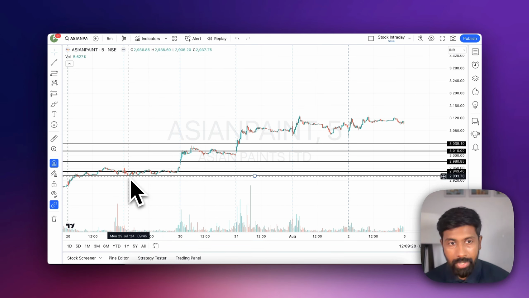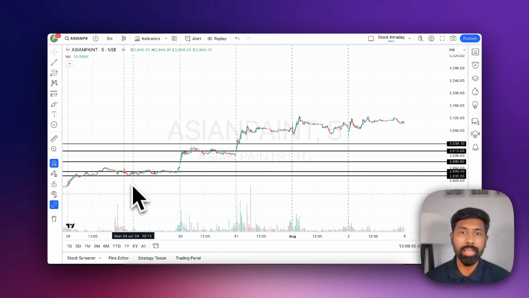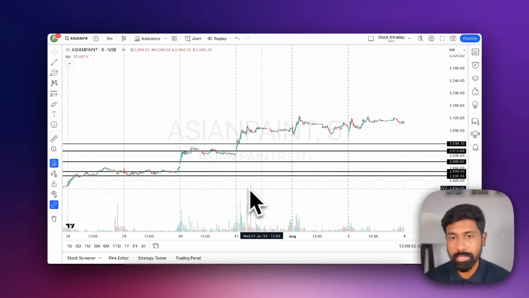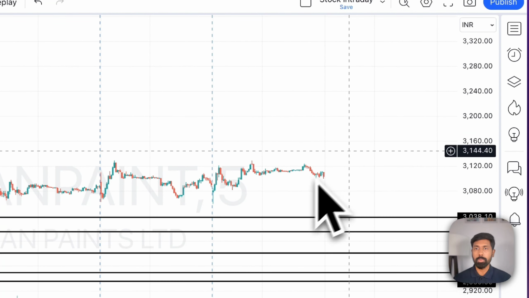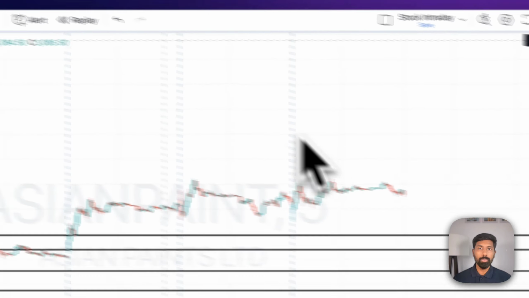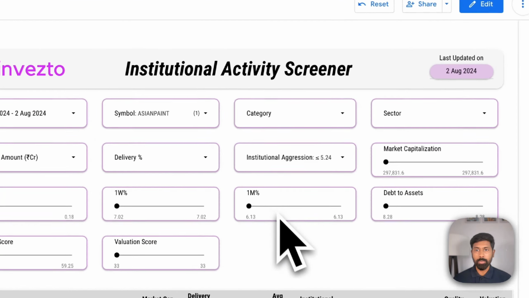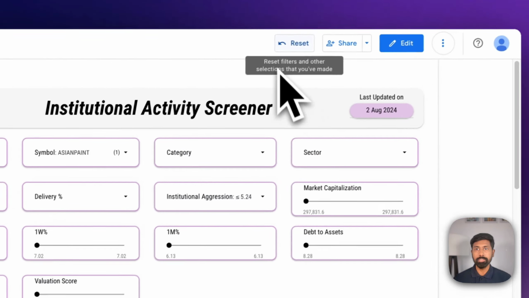Look at the low of the day, set a stop loss below that day, and you can take a bullish trade. If the stop loss is hit, no problem, but it is likely that it won't be hit and there will be a further up move in this stock. Now, I had informed you that I will explain what this institutional aggression means.